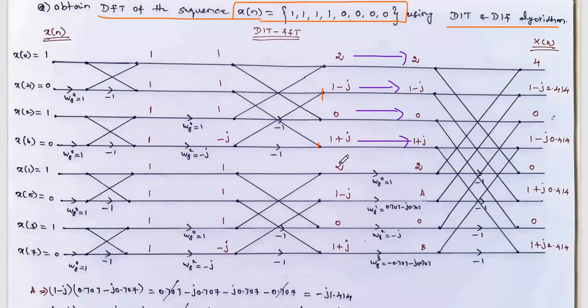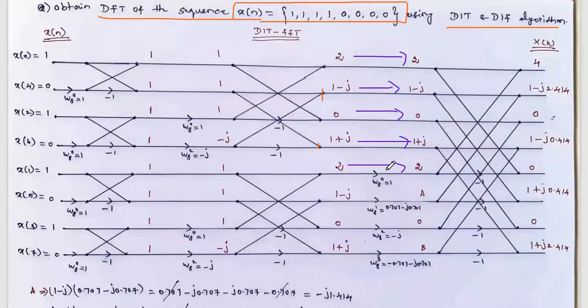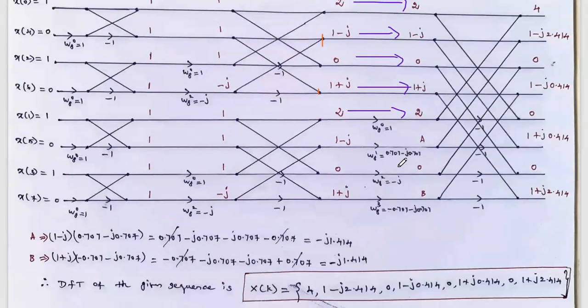And in the fifth line, you see the 2 multiplied with W8 power 0. W8 power 0 value is 1, so the same 2 appears here. Then here 1 minus j is multiplied with the twiddle factor W8 power 1. Already you know the value of W8 power 1. What is W8 power 1? W8 power 1 is nothing but 0.707 minus j 0.707. So you just multiply this 1 minus j with this twiddle factor.